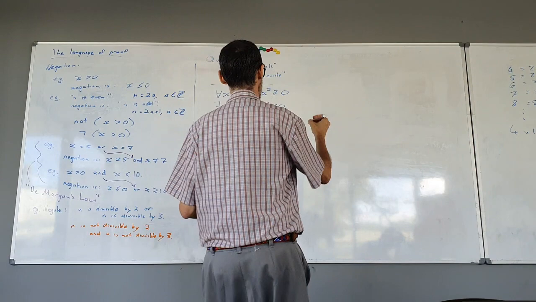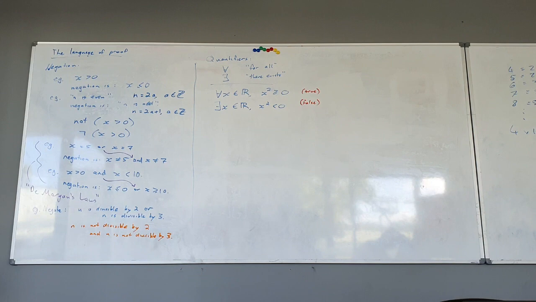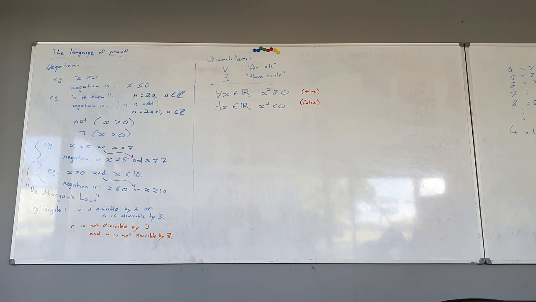So this one is true and this one is false. But I can still write the sentence. There exists an x that's a real number whose square is negative. That's not true. But I can still write the sentence.